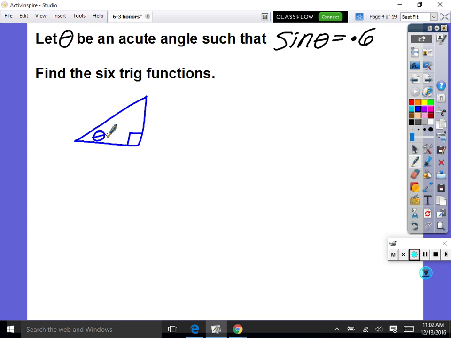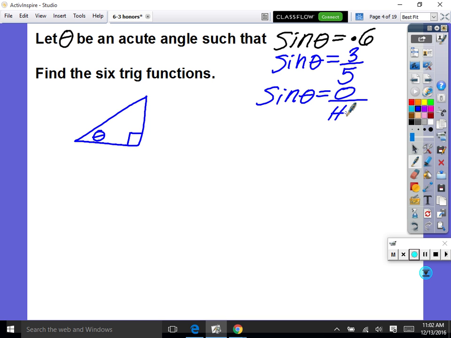3/5. So actually, we're going to say sine of theta equals 3 over 5. Okay, so sine, you have to say to yourself, what does sine actually mean? Opposite over hypotenuse from theta. So go to theta, the opposite will be 3. The hypotenuse will be 5. So now we'll find the 6 other trig functions.